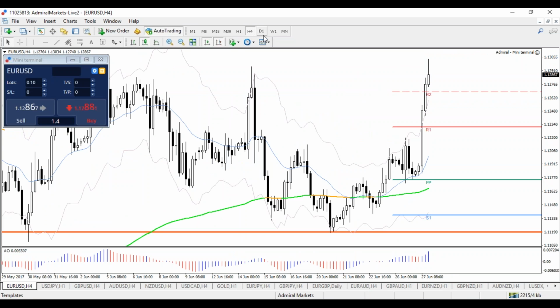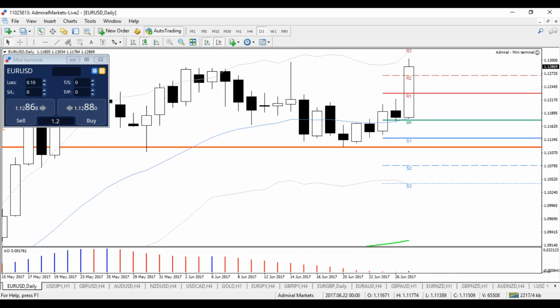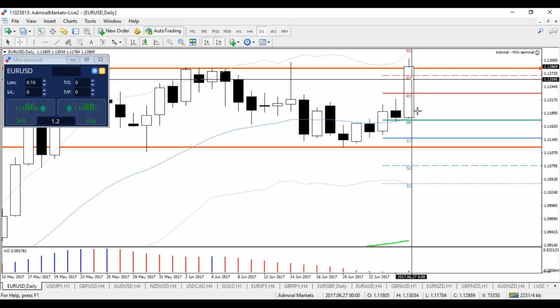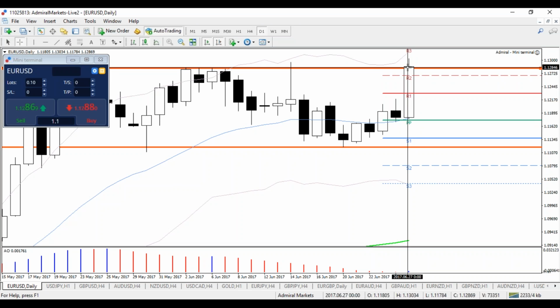I think that I would want to keep an eye on the daily chart, this daily candle. What I would like to probably see is a daily candle close above 113. That would be sweet, or at least, I'm not sure what the high of this candle is going to be.